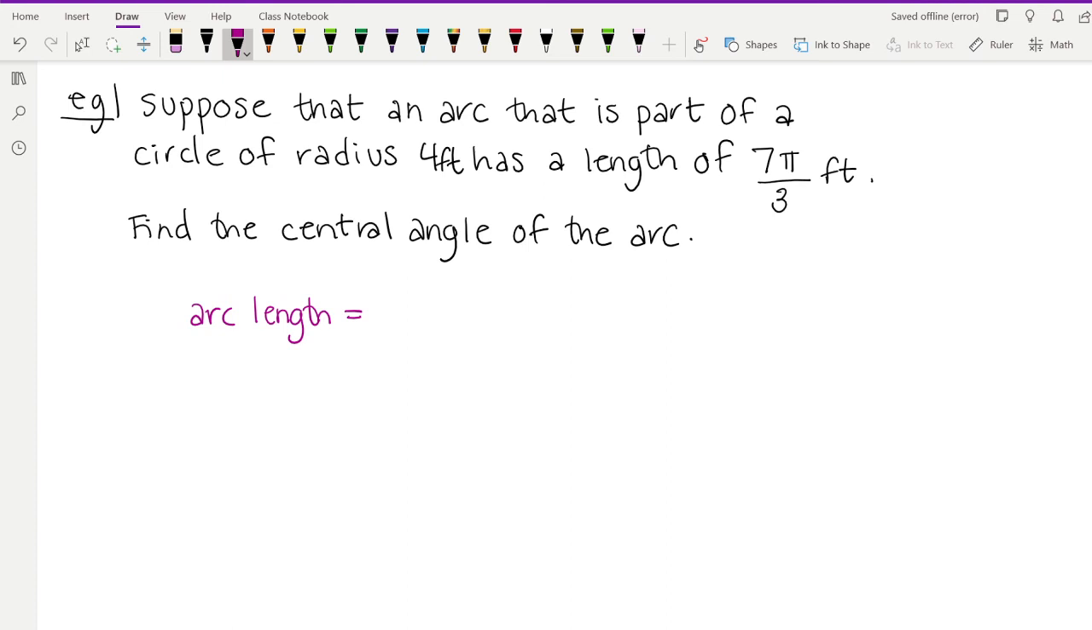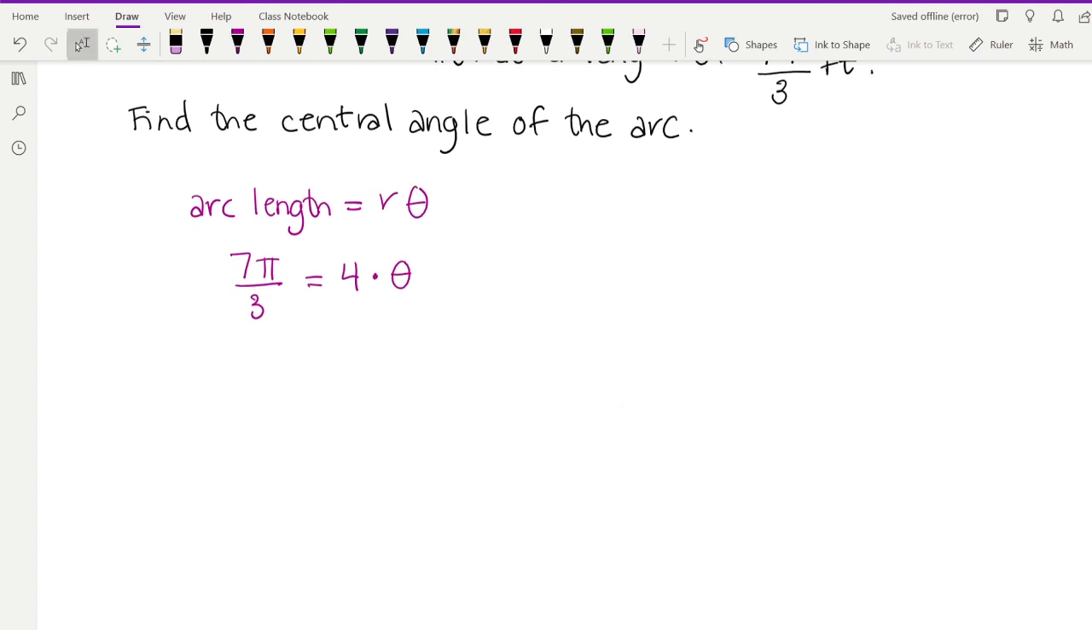So arc length we know is equal to the radius times the central angle. And now we can fill in what we know, right? We know that the arc length is 7 pi over 3. We know that the radius is 4. And then we don't know what theta is. That's what we're trying to solve for. But now that we have everything else filled out, we can just solve for theta. We can do that by multiplying both sides by 1/4. So we have 1/4 times 7 pi over 3 is equal to theta. And if we multiply these together, we end up with theta is equal to 7 pi over 12. And that would be the measurement in radians of our central angle.